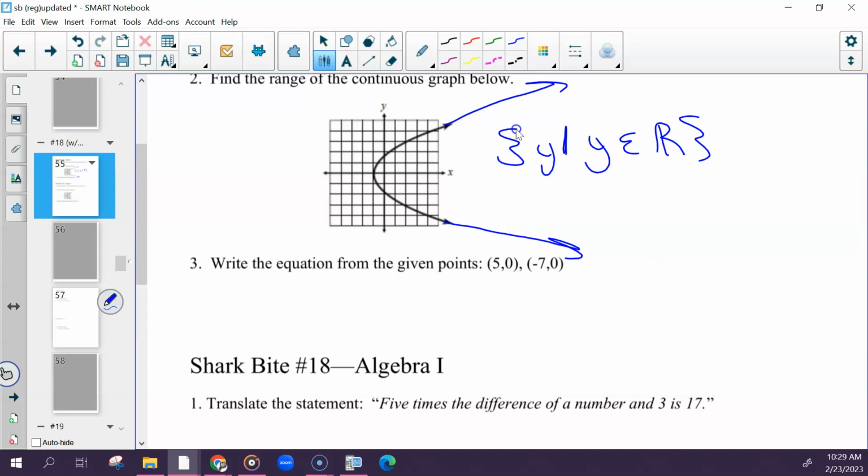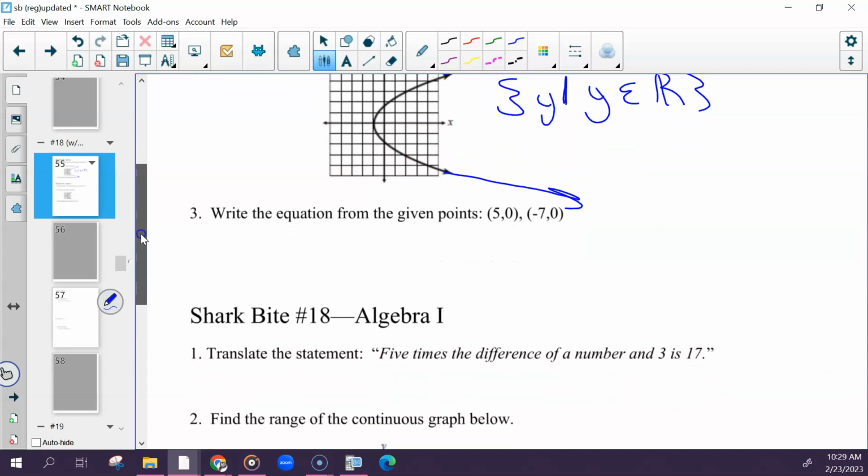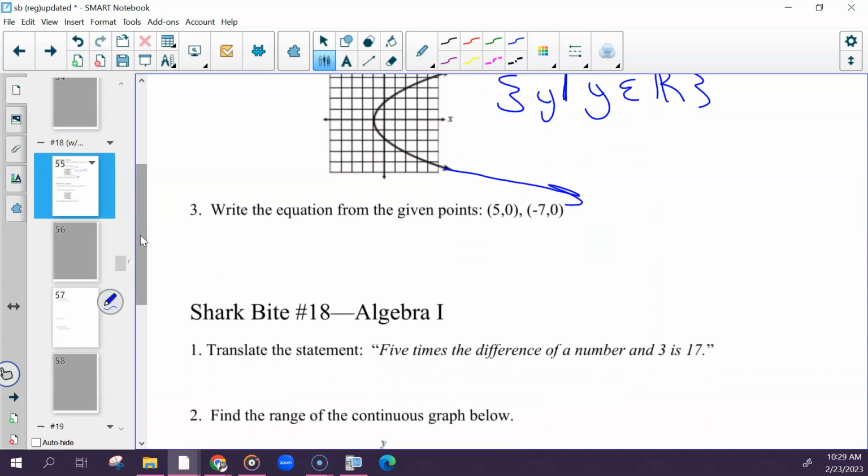3 can be done by hand, but it can also be done in Desmos, so we'll do it by hand first, and then go back and show you how you would do it in Desmos. By hand is like what we've been doing. Find the slope of these points, so 0 minus 0 over negative 7 minus 5. So we have 0 over negative 12, which simplifies to be what? 0.